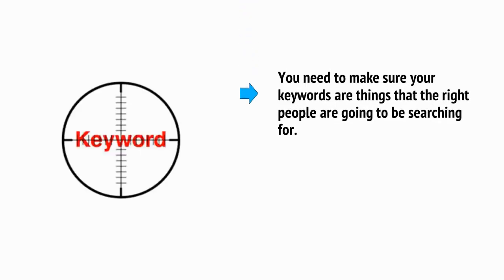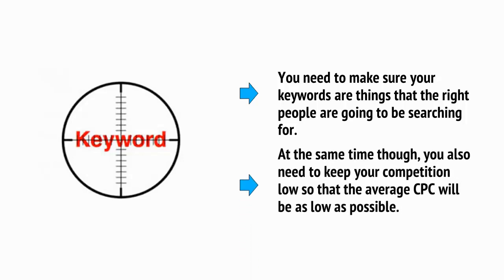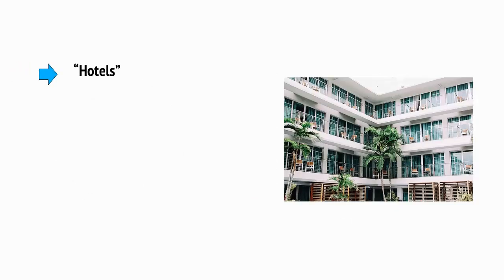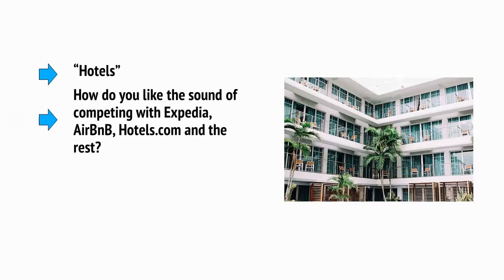You can further target your customers by placing your adverts on the right keywords and key phrases. This is a big part of the PPC campaigns, and it's very much worth doing your research here. Again, you need to make sure your keywords are things that the right people are going to be searching for. At the same time, though, you also need to keep your competition low so that the average CPC will be as low as possible. If you try and rank for, say, hotels, then you're going to be up against thousands of other businesses, some of which will have near infinite resources. How do you like the sound of competing with Expedia, Airbnb, or Hotels.com and the rest?